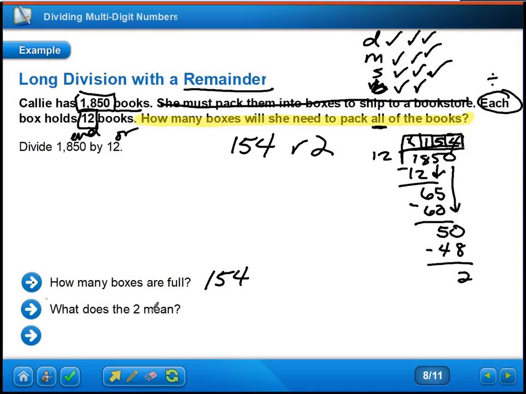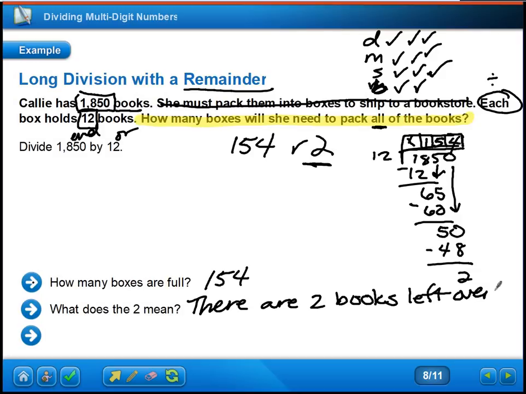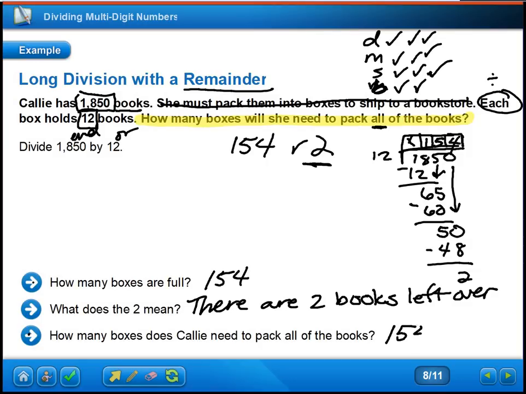However, what does this extra 2 mean? Well, this tells us that there are 2 books left over. So what that means is, since she wants to send all of the books, we need one more box for those 2 books. So we can't just use 154. We have to give Callie 155 boxes, so that way these 2 books get shipped as well. They might be a little bit more lonely, but they're going to have a box so they can get to the bookstore.